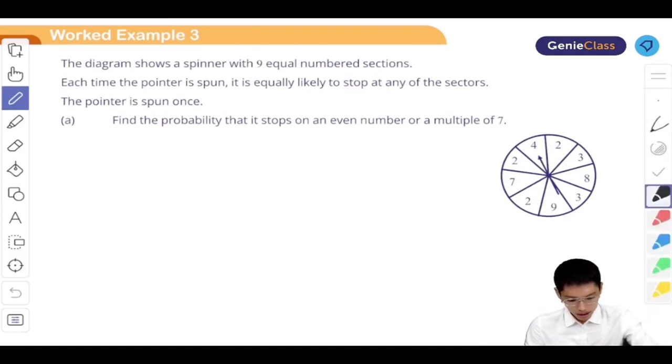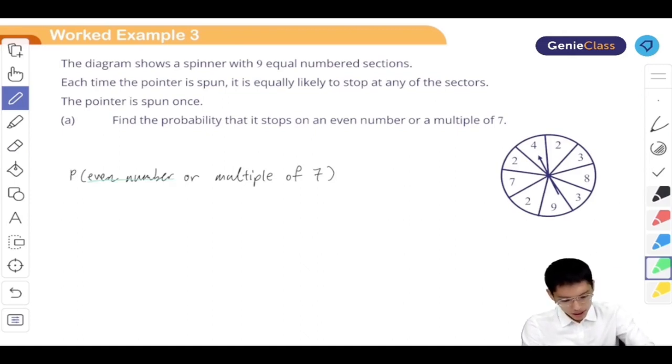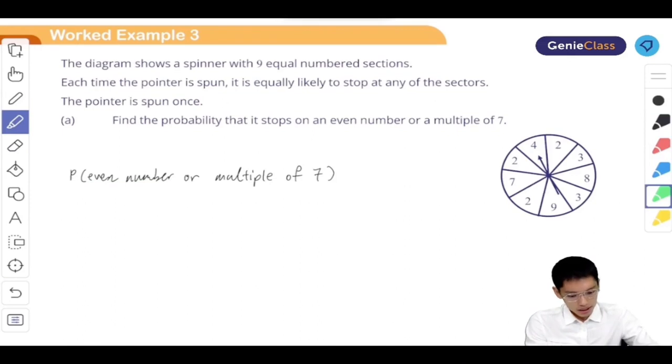Now, if you take a look closely over here, even number or a multiple of 7. So if we were to do the shading over here, are they mutually exclusive? Yes, but how do we identify? Again, let's look at the context over here. Very good, Chen Zhe, very fast. Very nice. So over here, even numbers, what do I mean? Let's go through it for the benefit of the rest, but good job, Chen Zhe.